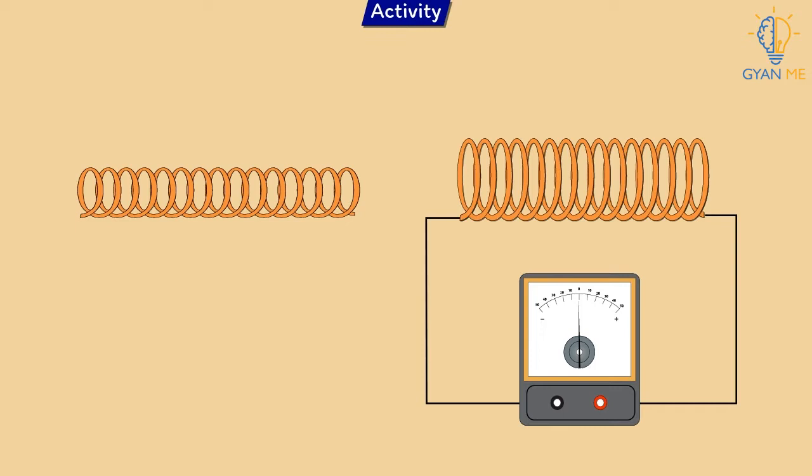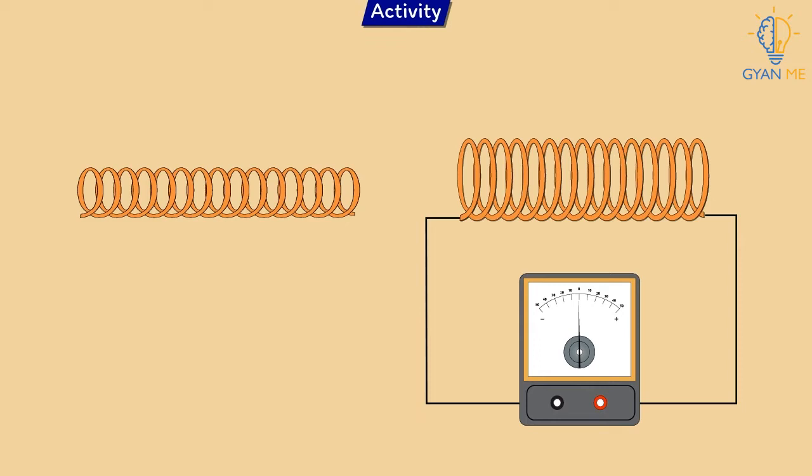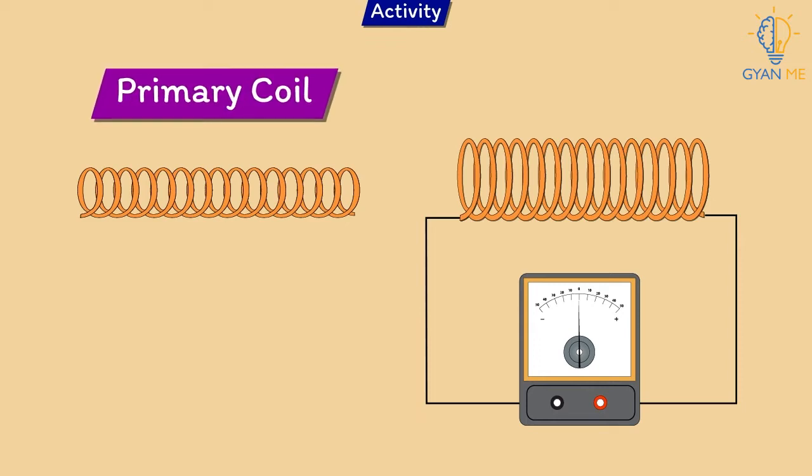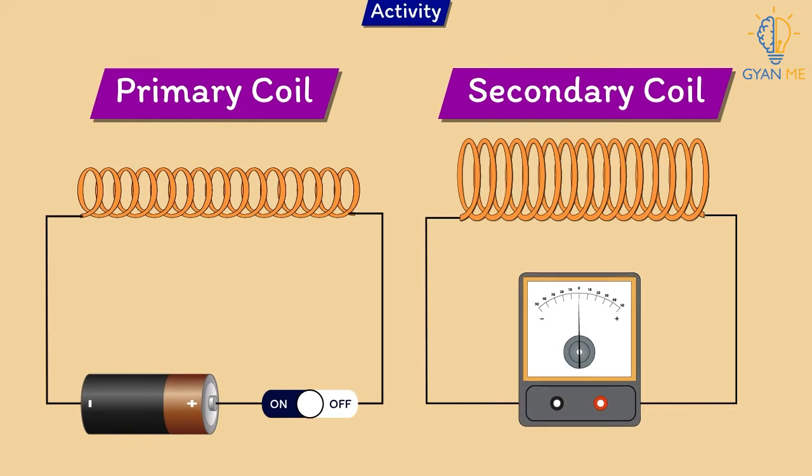Now students, in this activity, let us replace the magnet with a current carrying coil with a greater number of turns. If you observe, both are coils with some number of turns, but one coil has larger turns than the other. Let us name both these current carrying coils. Let us say the coil with the larger number of turns is the primary coil and the coil with the lesser number of turns is the secondary coil. Now connect both these coils as shown. Also connect a galvanometer to the secondary coil.